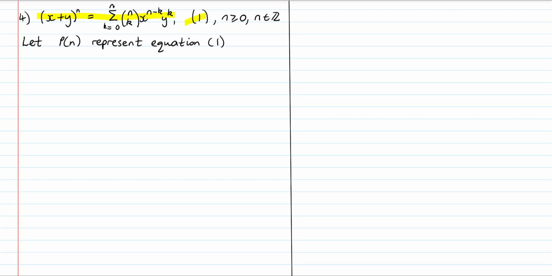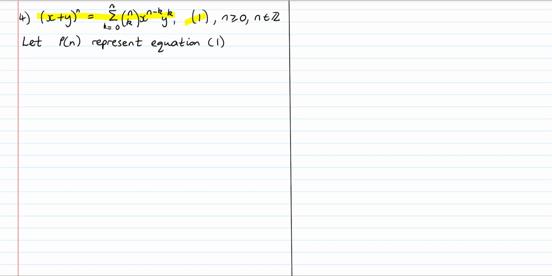And the first thing we want to do when proving something by induction is we need to prove it's true for the base case. So as we're trying to show that this equation holds for all integers n greater than or equal to 0, we need to prove that equation 1 is valid for when n is equal to 0. So what we have to do then is just plug n equals 0 into our equation and make sure the equation holds.